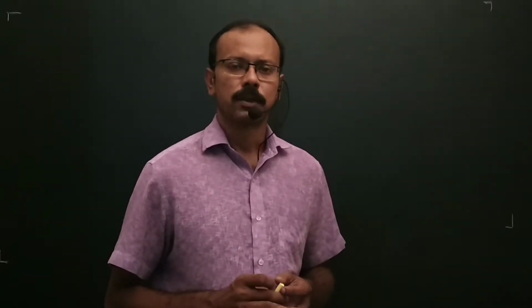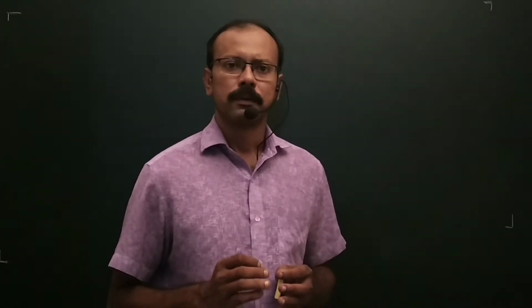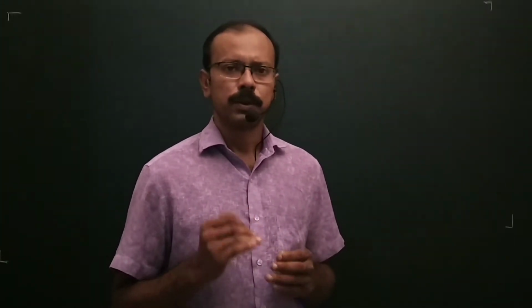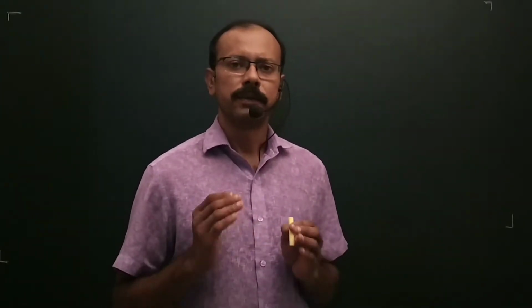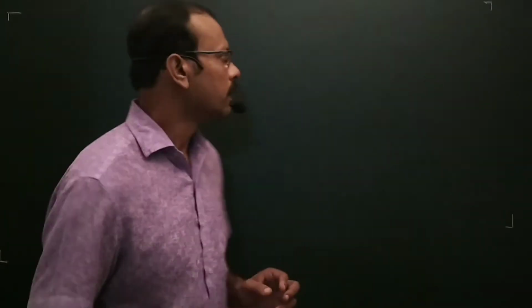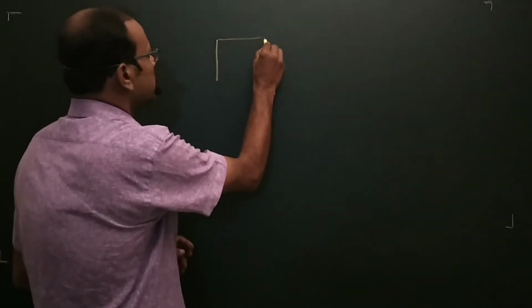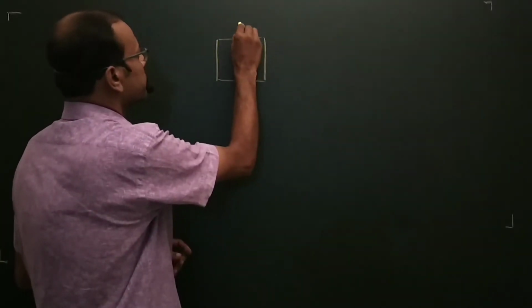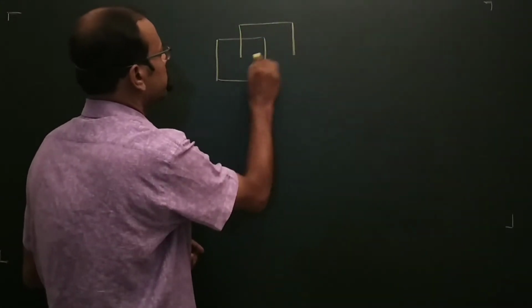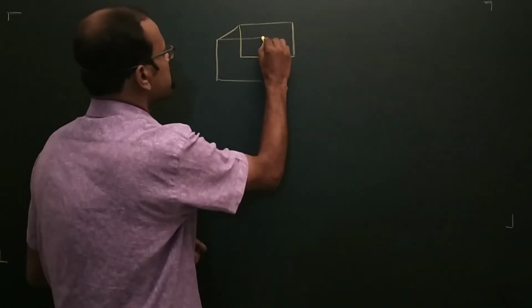Today we will learn the second part of solid state. In the previous video I discussed the relation between the edge length and the radius of the particle, and today we shall deduce the relation between the edge length and the radius of the particle. So for this, we are drawing a cubic unit cell like this.